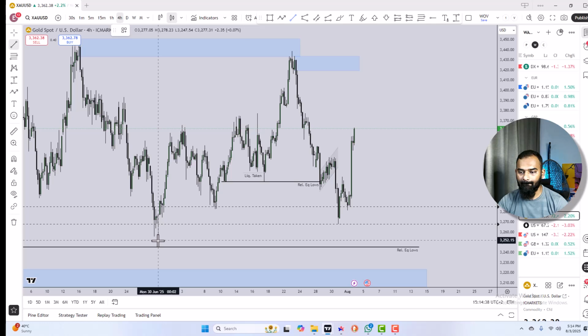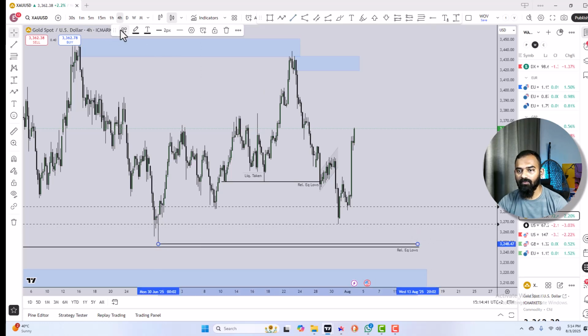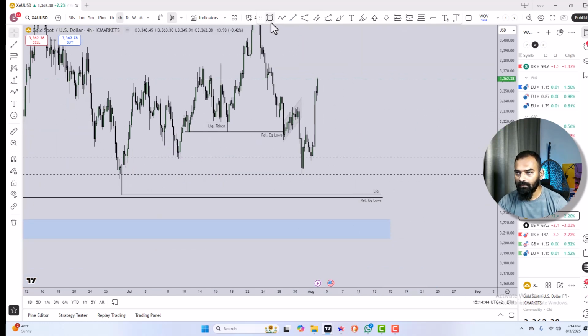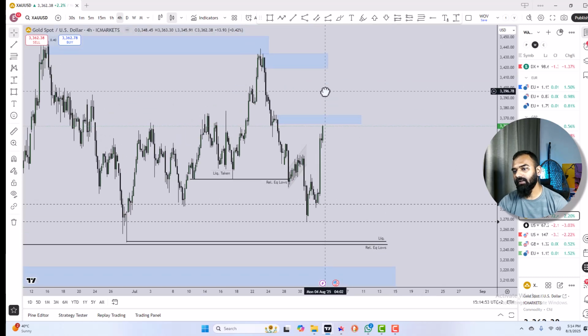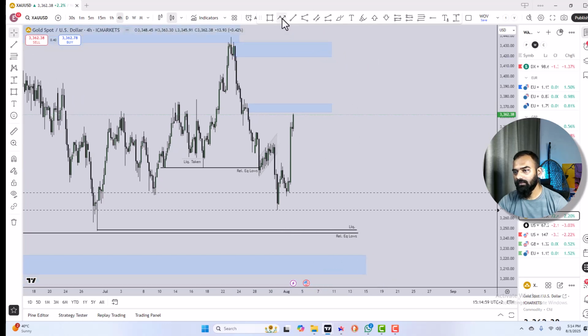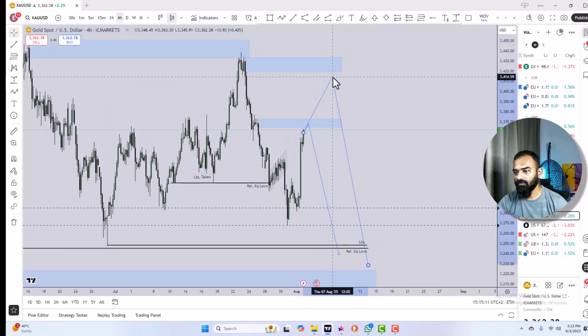Still, I am thinking this liquidity target is a good liquidity target. Gold is at a mitigation area. I think it will take some mitigation on Monday or maximum on Tuesday and will start to break down. So it might take either this or can go up to here and then this. I'm still bearish on gold.